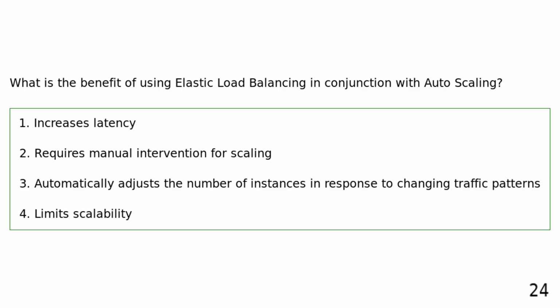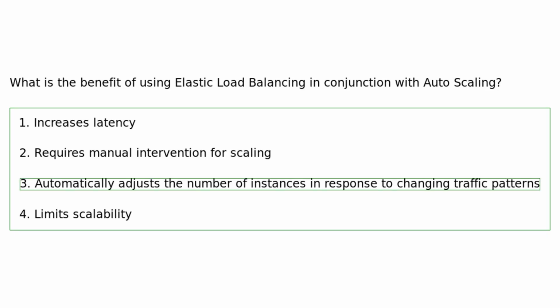What is the benefit of using elastic load balancing in conjunction with auto-scaling? Increases latency. Requires manual intervention for scaling. Automatically adjusts the number of instances in response to changing traffic patterns. Limits scalability. Elastic load balancing, when used in conjunction with auto-scaling, automatically adjusts the number of instances in response to changing traffic patterns, ensuring optimal performance and resource utilization based on demand.